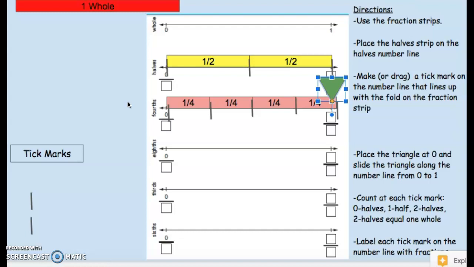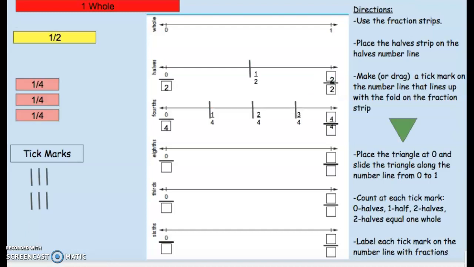Now I want you to write the fraction at each tick mark that we said as we were counting. Go ahead and pause the video to give yourself time. This is what your Math Journal page should look like when you are done. 0 halves, 1 half, 2 halves. 0 fourths, 1 fourth, 2 fourths, 3 fourths, and 4 fourths.